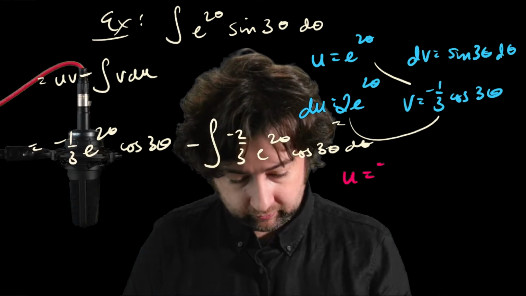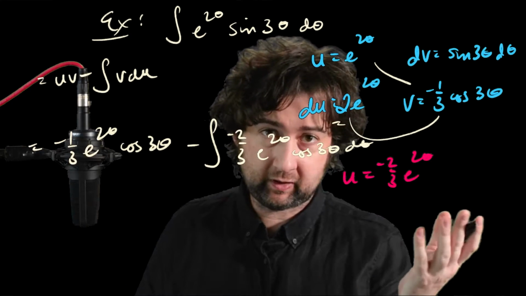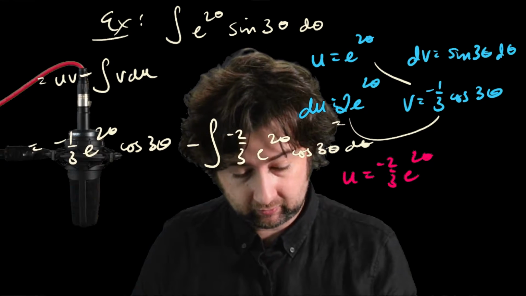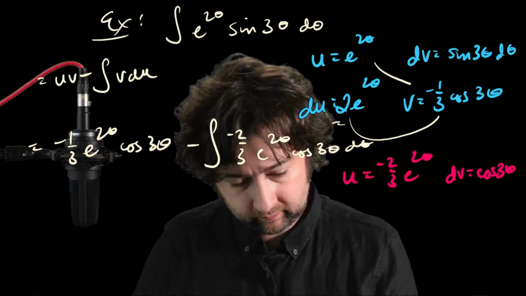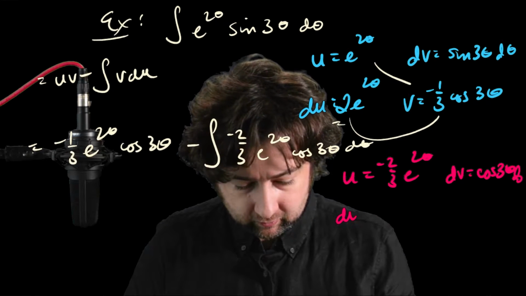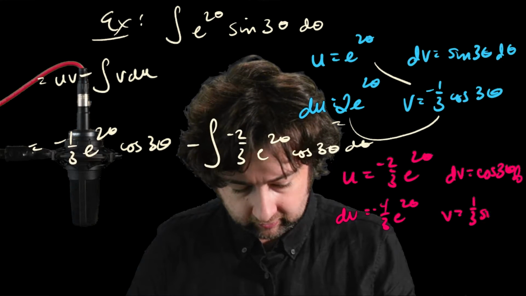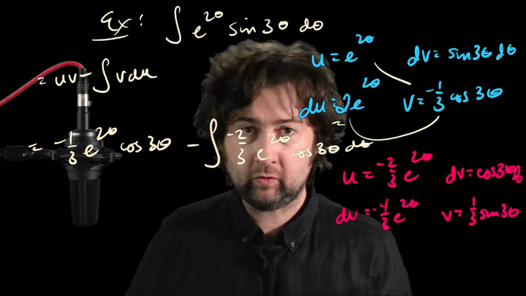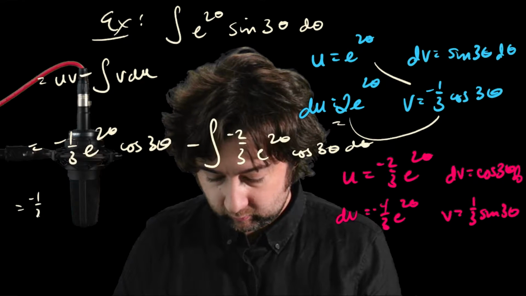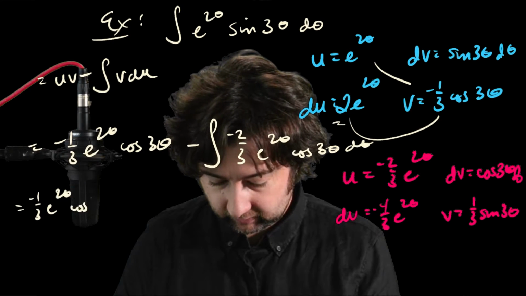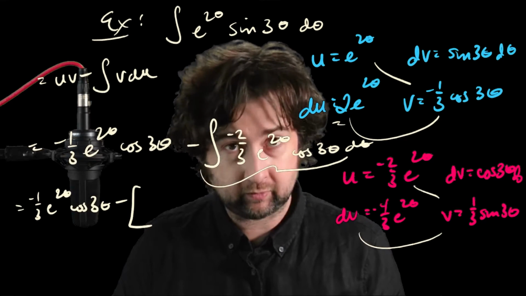So let's let u be equal to minus 2/3 of e to the 2 theta, because I can put the 2/3 wherever I want, so I'm going to stick it in with the exponential. And I'll let dv be equal to the cosine of 3 theta d theta. Then du is equal to minus 4/3 e to the 2 theta, and v is equal to 1/3 sine of 3 theta. Using the same formula from before, uv minus the integral of v du, I can write this as minus 1/3 e to the 2 theta cosine of 3 theta minus this integral, which is all going to get replaced with uv minus the integral of v du.